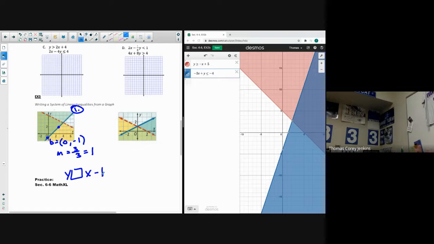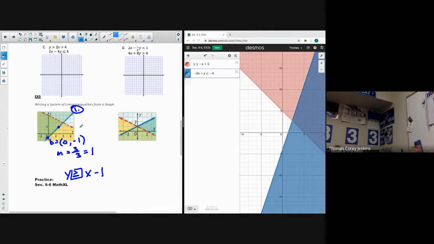All right, so because it is solid, it's going to be or equal to, okay, or equal to. So then is it less than or equal to, or greater than or equal to? So the answer to that is going to be, so it appears to be below the red line, and then above the solid line, the solid blue line, above would mean greater than. So overall, y is greater than or equal to x minus 1. Like I said, not really that easy on these.